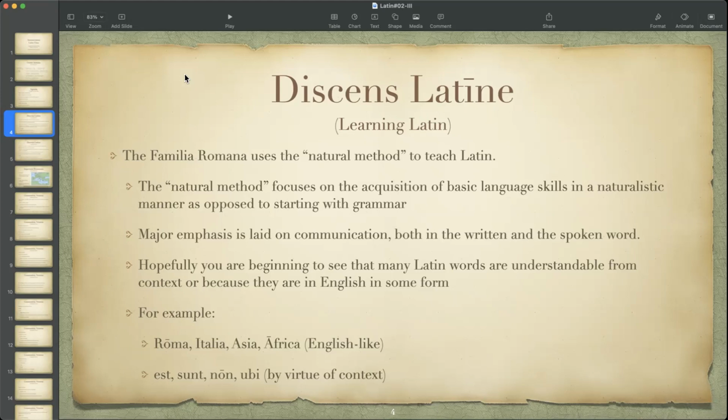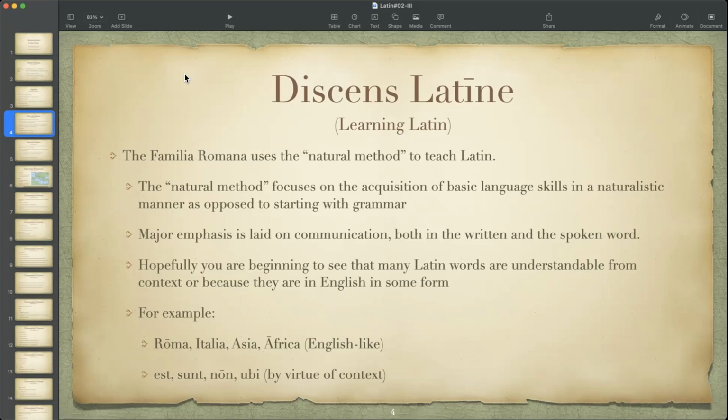But anyway, major emphasis is laid on communication, in both the written and spoken word. And that's why we're doing the electronic edition, so you can see the written word and the spoken word. That's how we're approaching it.